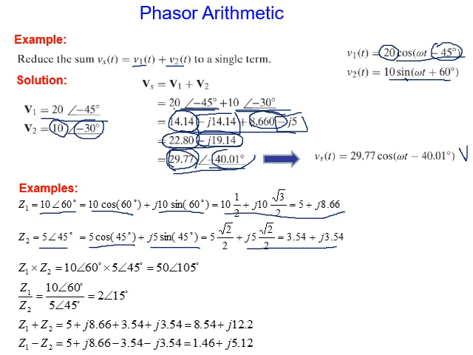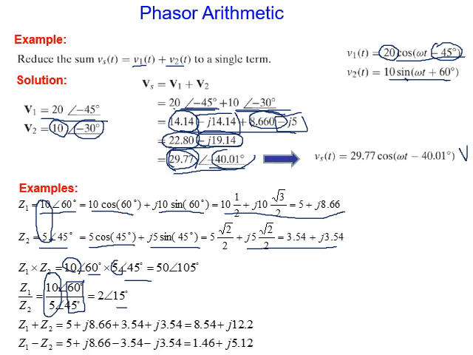Now if I want to multiply, yes, multiplication and division are easy in polar form. So you see here, Z1 times Z2. I will multiply the magnitudes. These are the magnitudes, you see here. And add the angles, these angles are to be added. 60 plus 45 will be 105. What about division? Z1 over Z2. Divide the magnitudes, subtract the angles. 60 minus 45 will be 15.